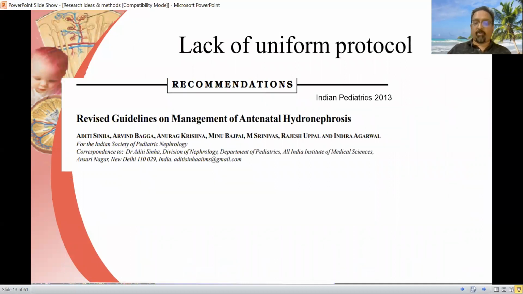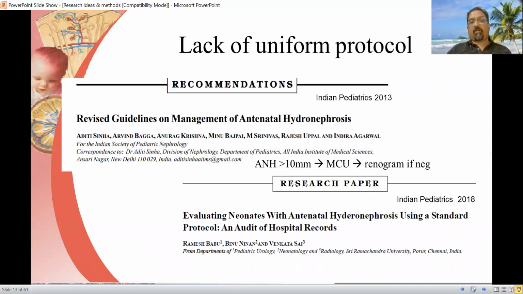This particular protocol was published in 2003 in Indian Pediatrics from All India Institute of Child Health. This is about revised guidelines for management of antenatal hydronephrosis. It recommended that all hydronephrosis more than 10 millimeter warrants an MCU, and then if that is negative, they need a renogram. So we religiously followed this protocol. We audited this and published our findings in 2018. And what we found was we are doing too many investigations. The number needed to treat was much more.